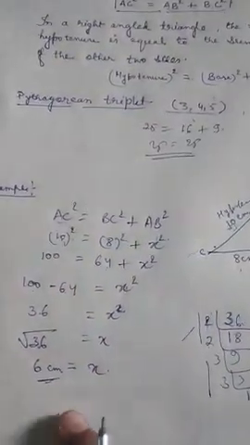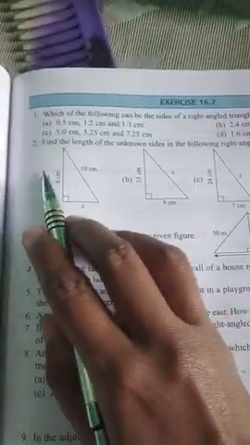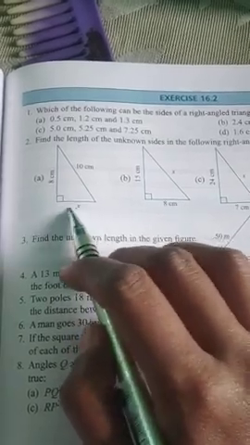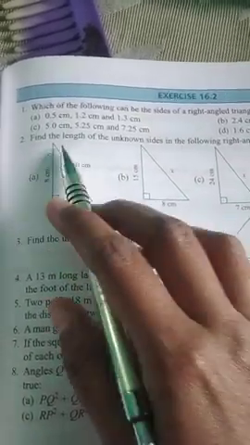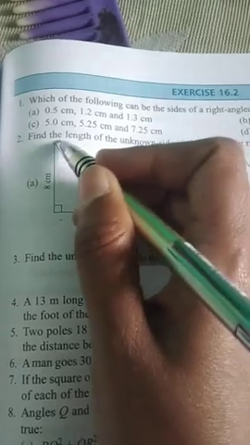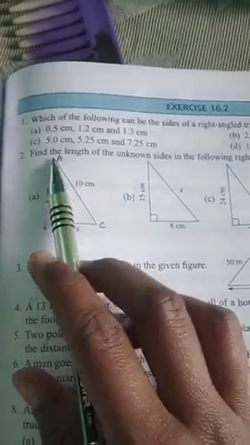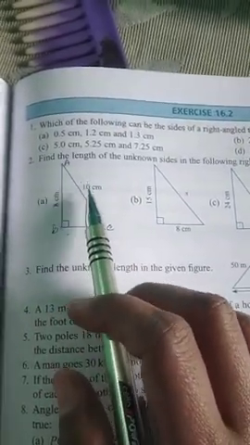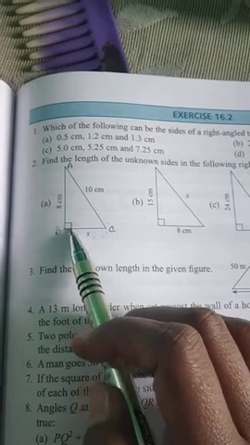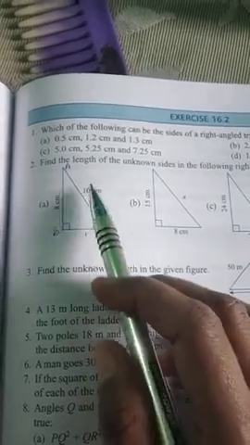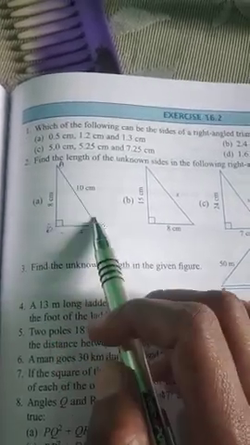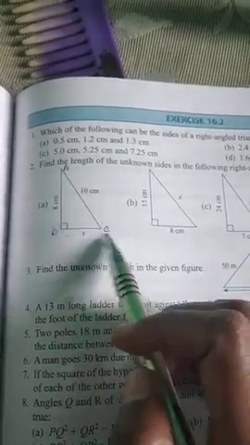Got it? In this manner you can do question number 2 of your exercise 16.2. Question number 2. Unknown side you have to find out. This one is unknown side. So you will apply the Pythagoras theorem. Figure name is not given. You can write the name by yourself also, or without name also you can do it. So what is the hypotenuse in this triangle? First of all, see, hypotenuse is opposite to the right angle. So this is hypotenuse. So AC square will be equal to AB square plus BC square.